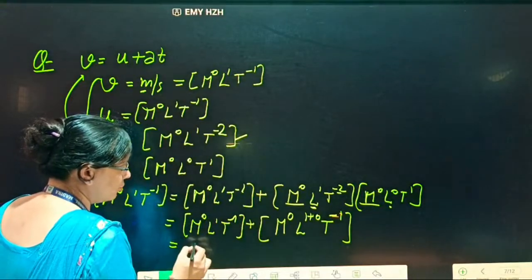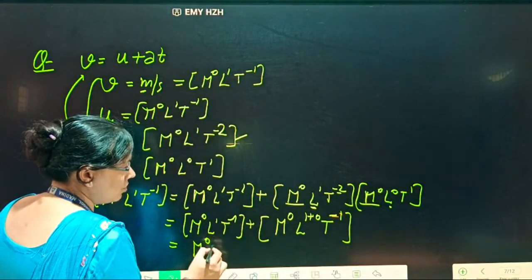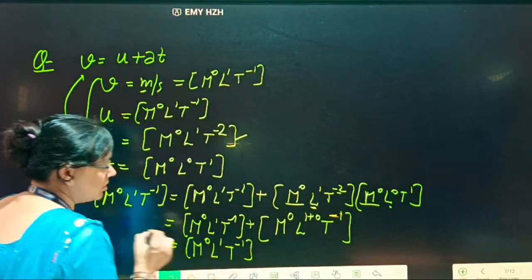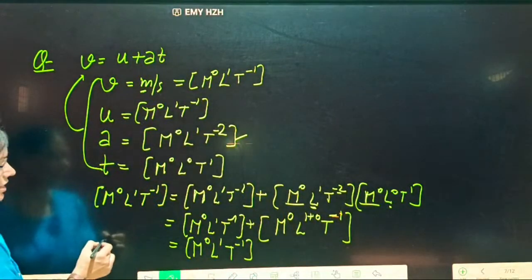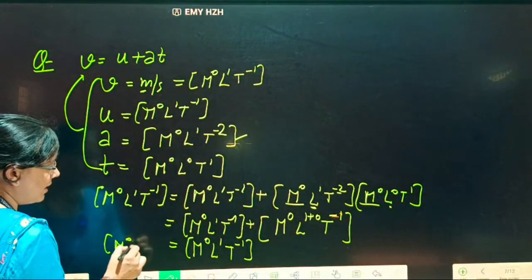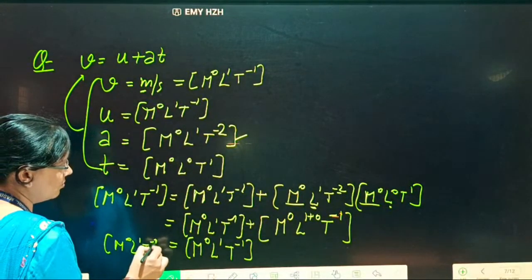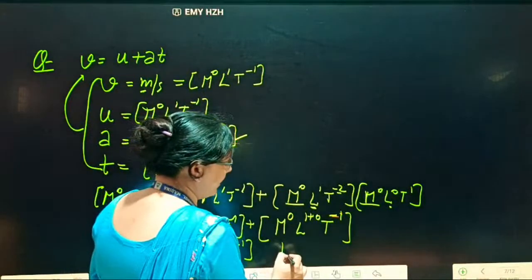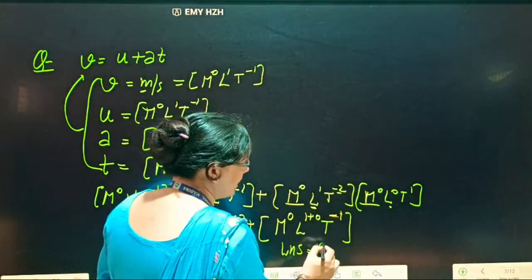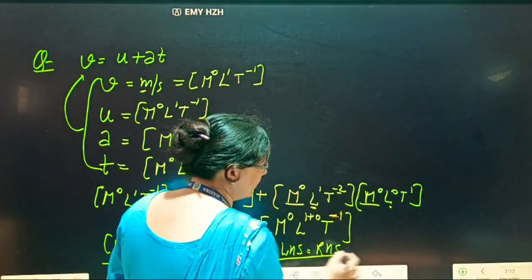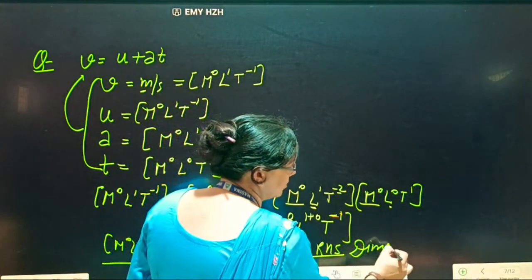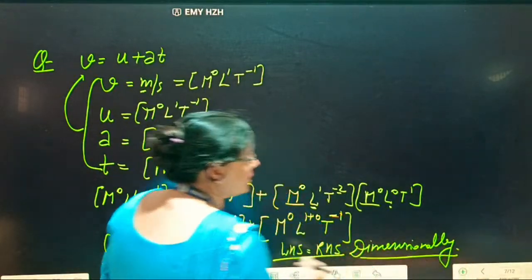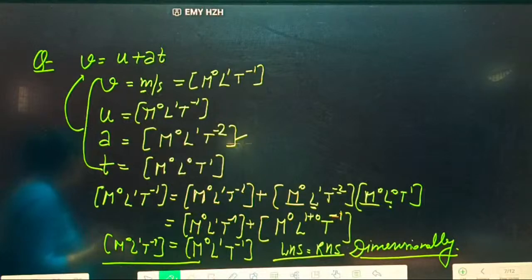Here, during the addition, it will become M0 L1 and T minus 1. This one is left, and this is equal to M0 L1 T minus 1. Okay, so here we can write, beta, left hand side is equal to right hand side dimensionally. What? Dimensionally. If any equation is dimensionally right, then we can say maybe it will be right.